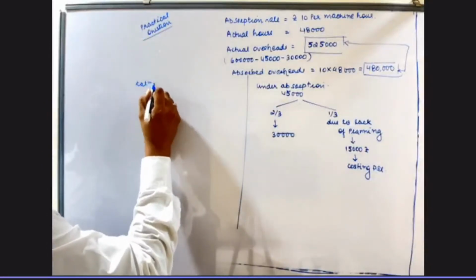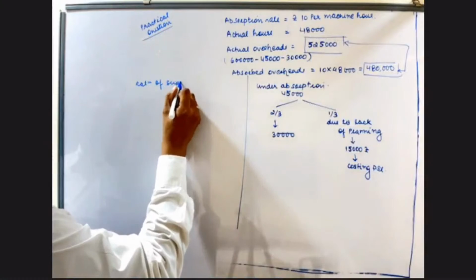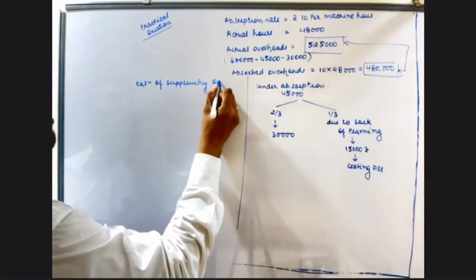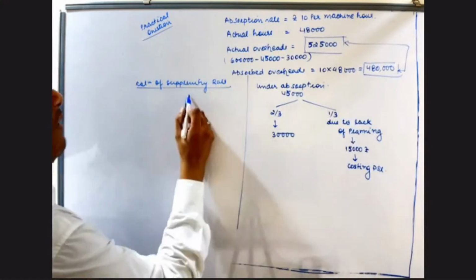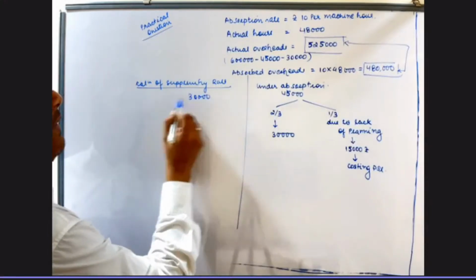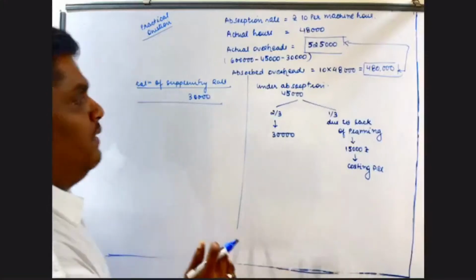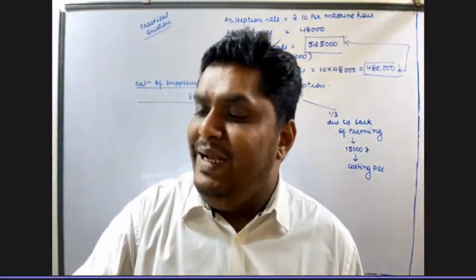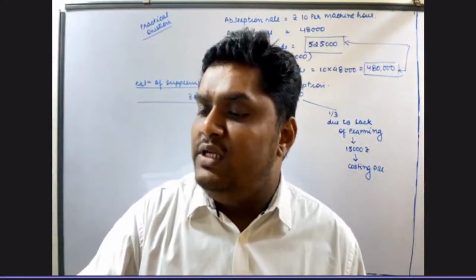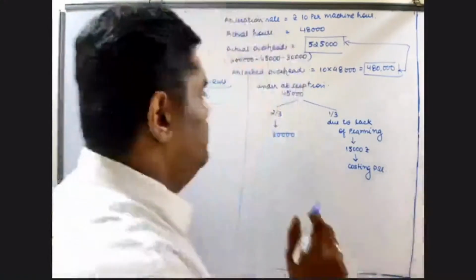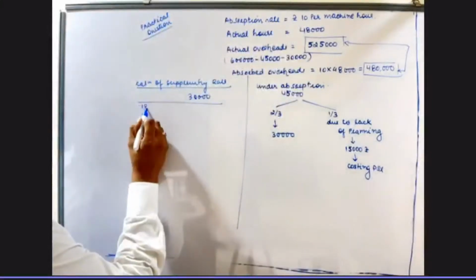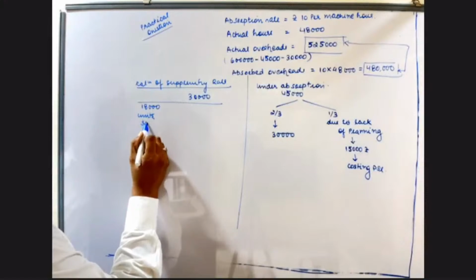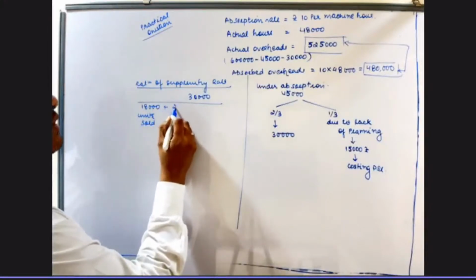Now, calculation of supplementary rate, so 30,000 divided by. Now herein it is given that out of 20,000 finished goods, 18,000 finished goods were sold. So 18,000 units were sold. It means 2,000 units are still in stock.